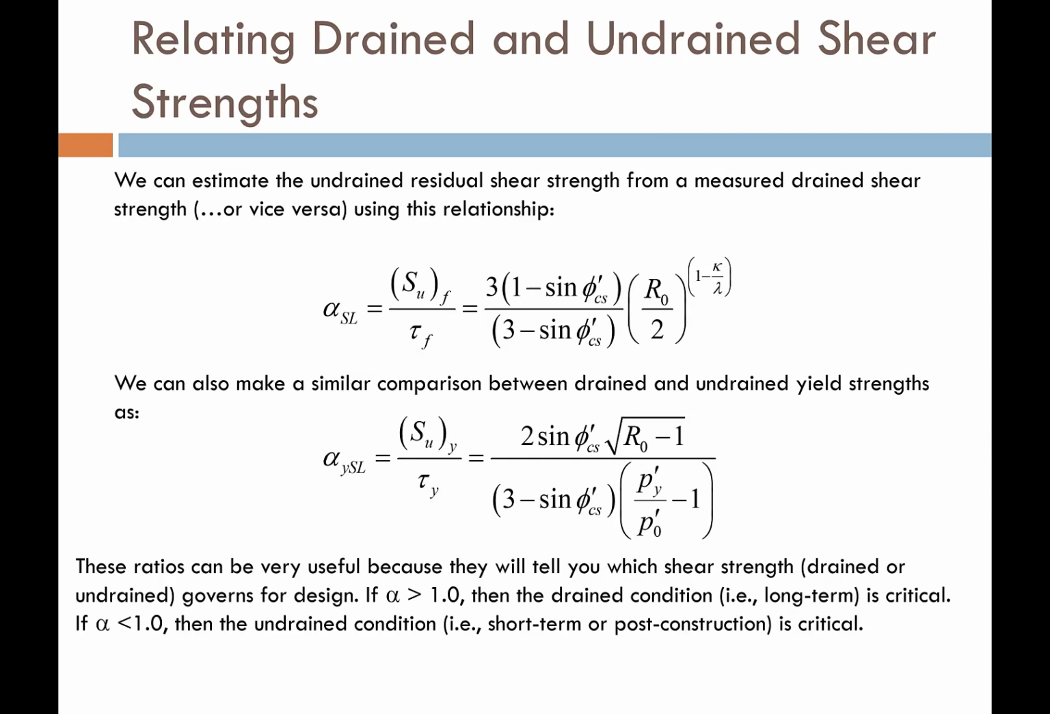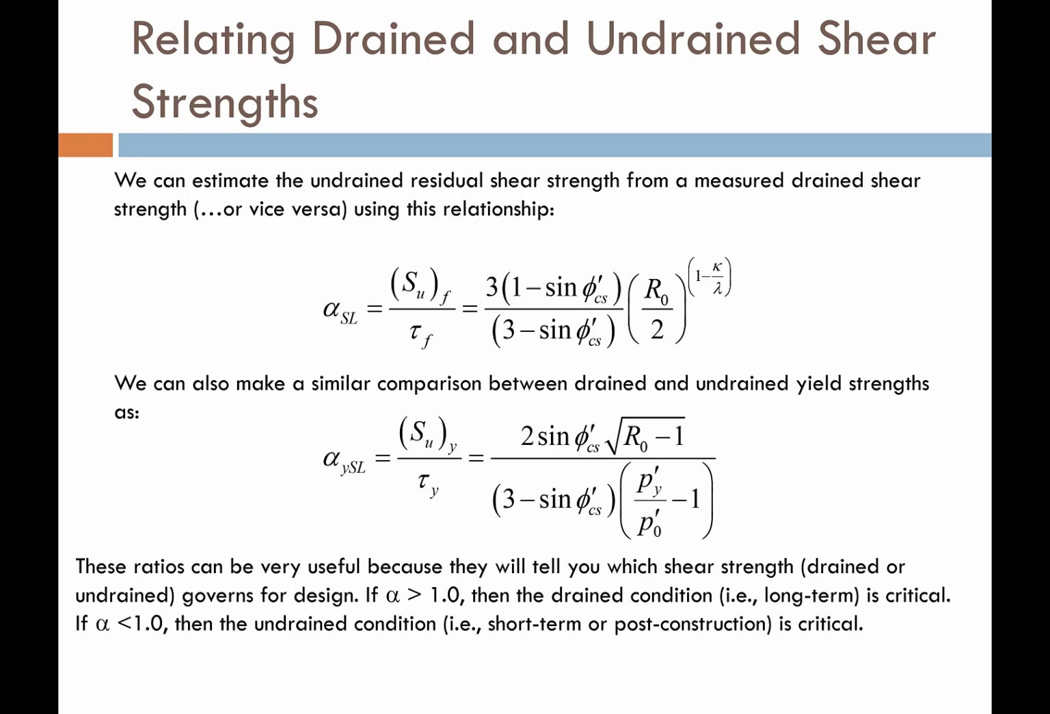All right, why don't we relate the drained and the undrained shear strengths to one another? This goes back to that fundamental question of, do I design with undrained shear strengths or do I design with drained shear strength? So S sub U is the undrained shear strength, and tau sub F is the drained shear strength. And the ratio of the two is equal to alpha sub L for drained strengths, and for undrained strengths, it's alpha Y sub L, okay?